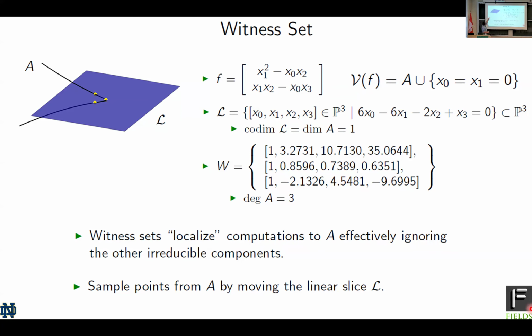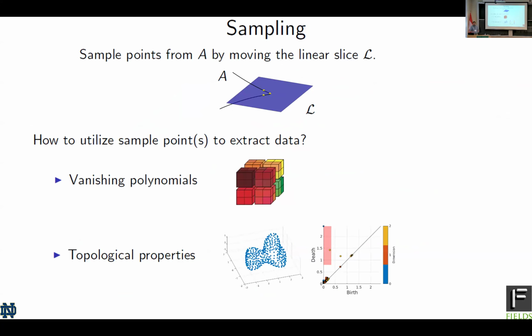Once we have this, now we want to be able to do computations from here. One computation we could take is, let's say I deform with a homotopy my linear space. As I deform my linear space, my points are going to change, and each one of these is going to give me new sample points on my variety. So what can I do with sample points? Well, you can do a lot of things with sample points, and I want to tell you 2 things that you can do with them. Of course, there are many more. You can try to compute vanishing polynomials, and you can try to study topological properties of your variety from sample points.